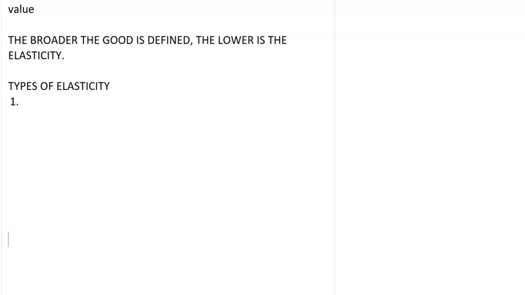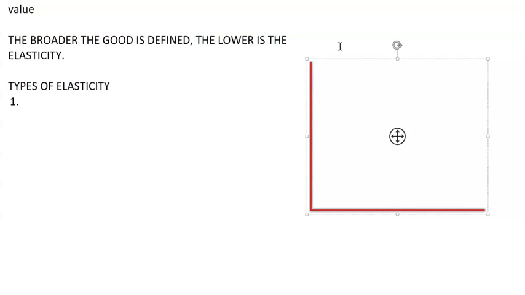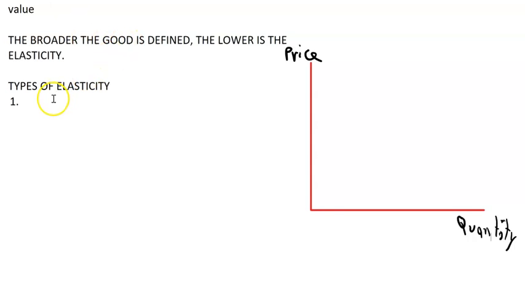So let us look at some of the types, because the shape of the curve can affect how we interpret the use of that good. So let's say we have price and quantity. So let's look at the first extreme.